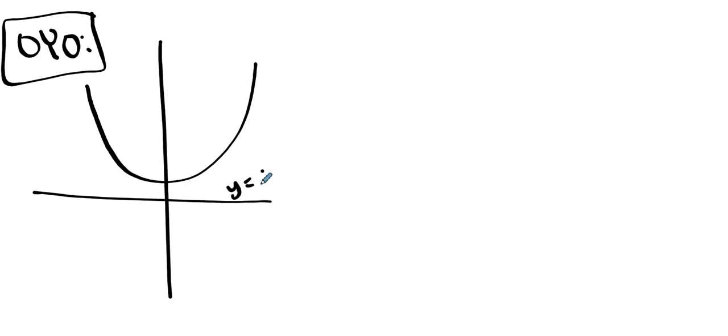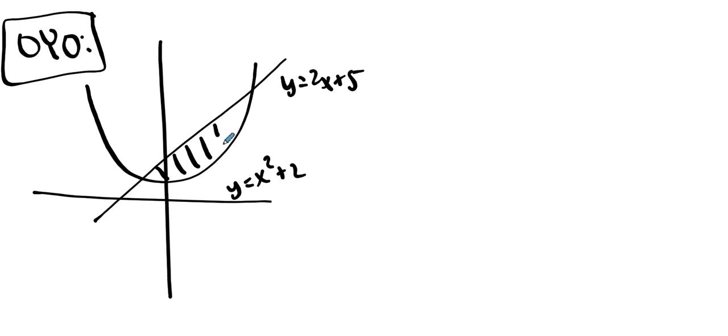If you're looking for practice, I present a couple of questions to do on your own. We imagine that this is the parabola x squared plus 2, and this is the line 2x plus 5. You may want to take some time on your own and confirm that that area is 32/3. That might be helpful to you.